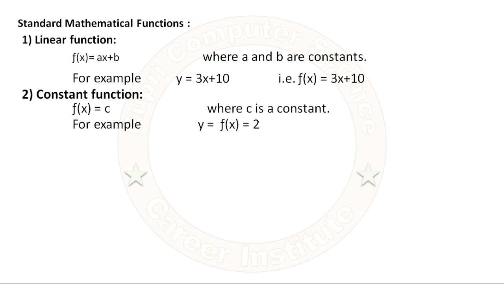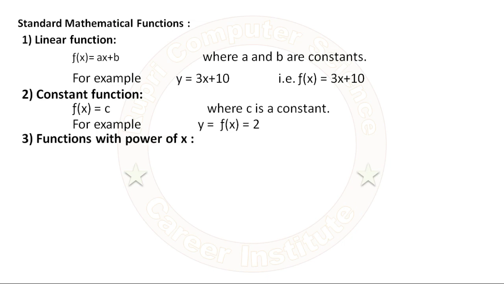This type of function we call a constant function. Another example is f(x) is equal to 5 or f(x) is equal to 15 or f(x) is equal to 8. These are the functions giving a constant value for all x. Understand?